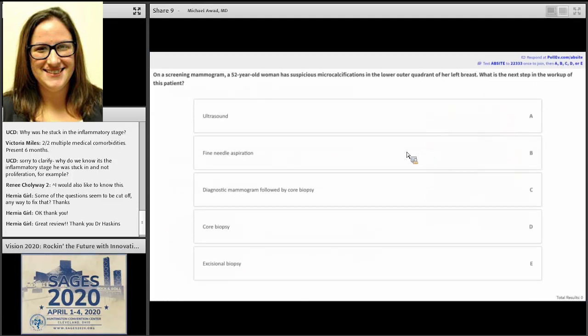Great. Okay, so the first question: on a screening mammogram, a 52-year-old woman has suspicious microcalcifications in the lower outer quadrant of her left breast. What is the next step in the workup of this patient? A, ultrasound. B, fine needle aspiration. C, diagnostic mammogram followed by core biopsy. D, core biopsy. Or E, excisional biopsy.